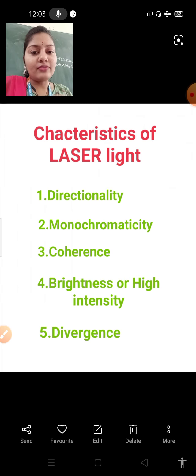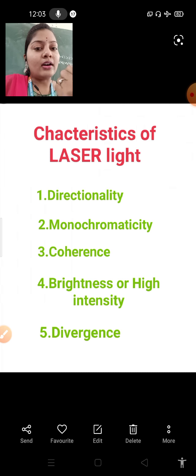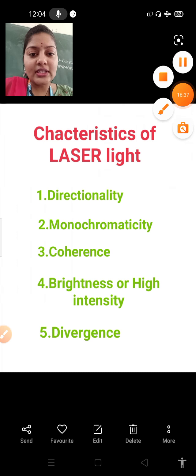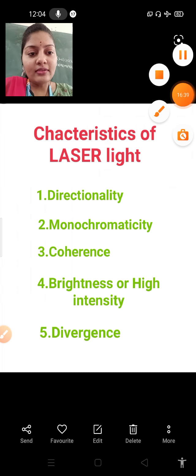So first, the first point, directionality. Directionality means if you use a torch light on one side and a laser light on the other side, the torch light produces light in all directions, meaning there is more and more deviation compared to the laser light. So laser light has high directionality. If you see this slide, you can easily understand.